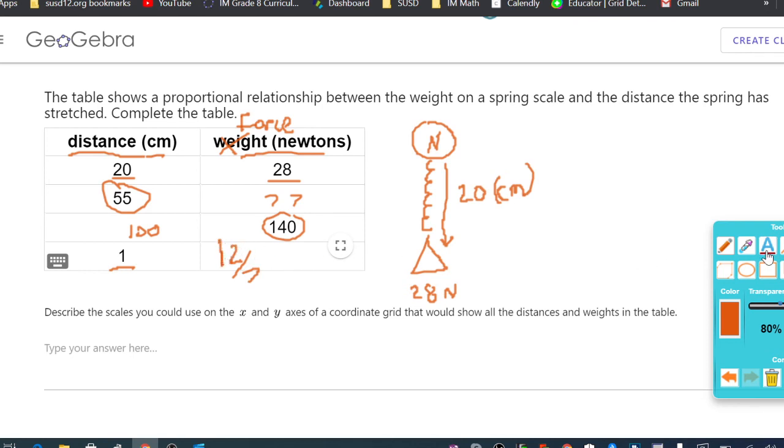Now you're going to be typing that in, actually. Let me help you with that. Type it like this, 1 and 2/5. Then it's easy to see you have a fraction there, 1 and 2/5.